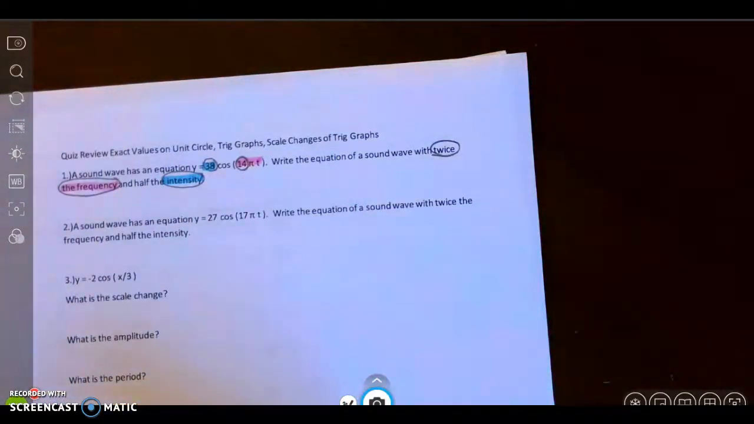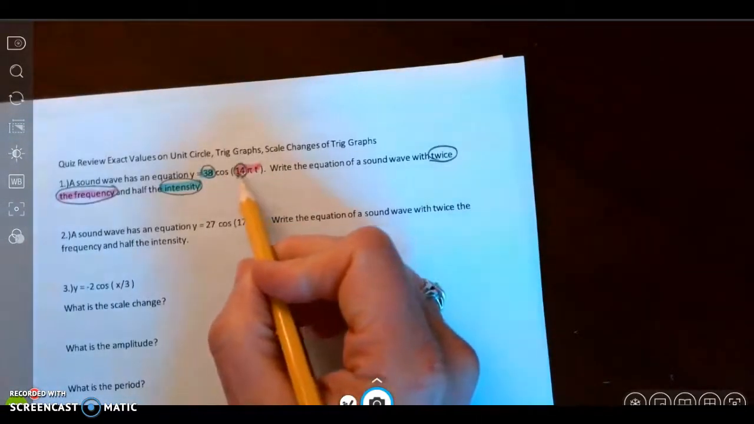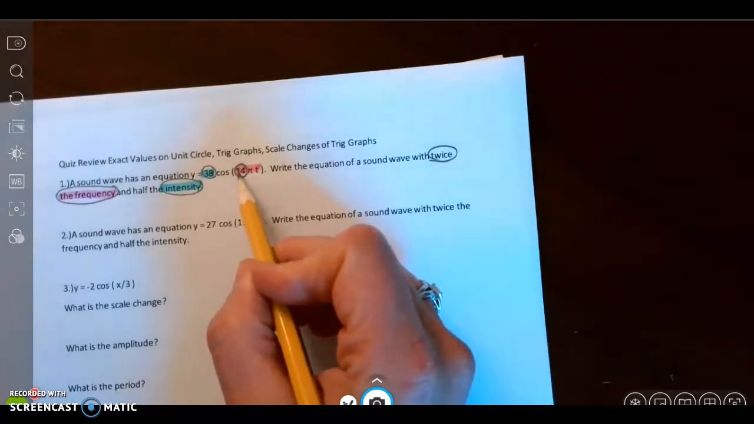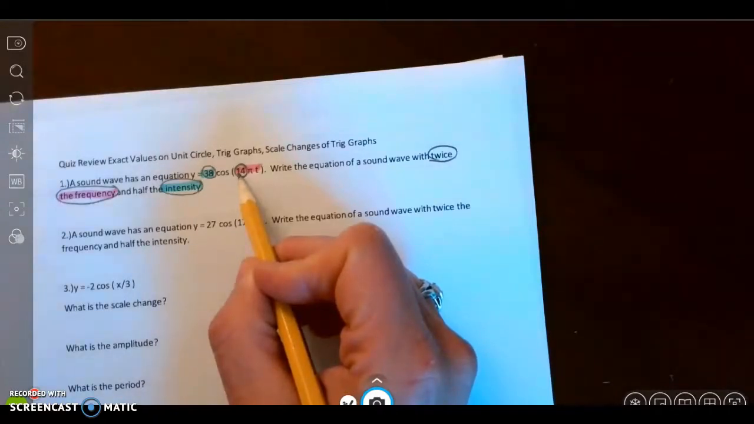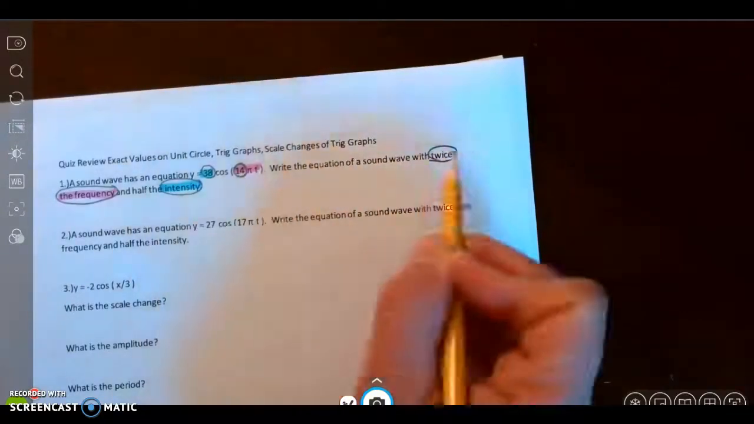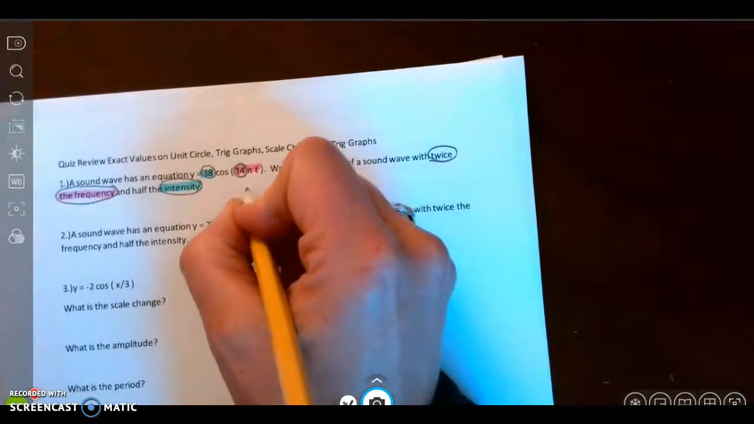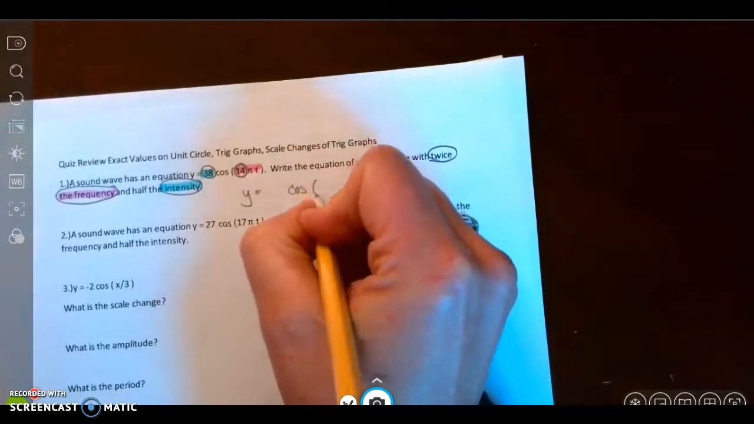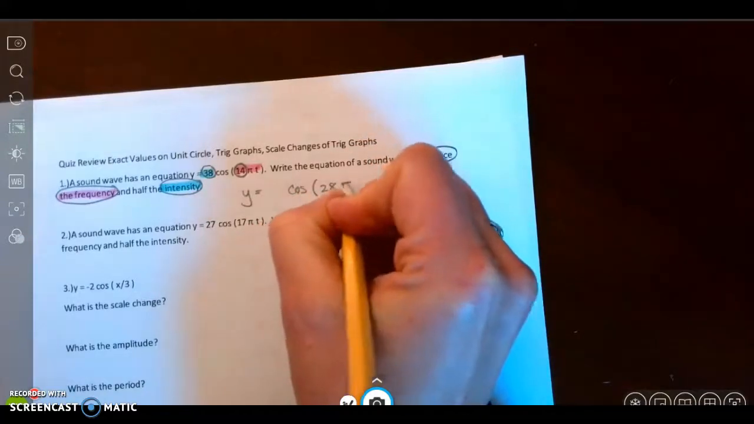Now you might be thinking, well, do I just double this? Because remember, x lies in the equation. It does. However, frequency is the reciprocal of the period. And then if we do the reciprocal of the reciprocal, then we're just actually going to double this. So this is going to be y equals 28 pi t.